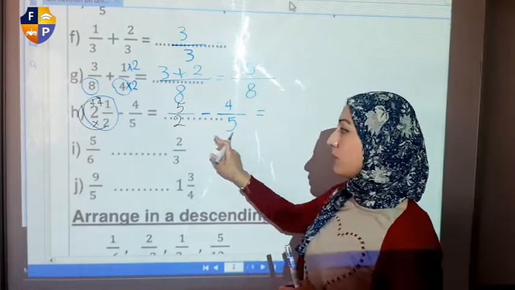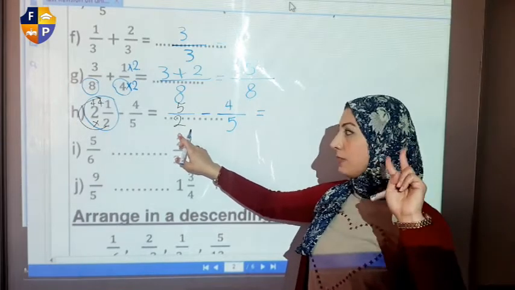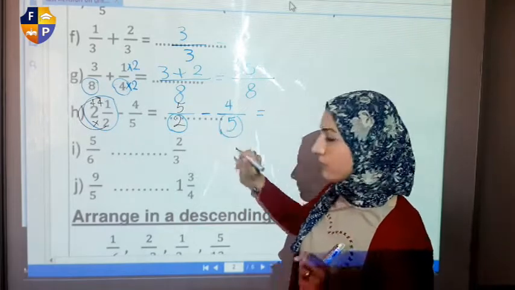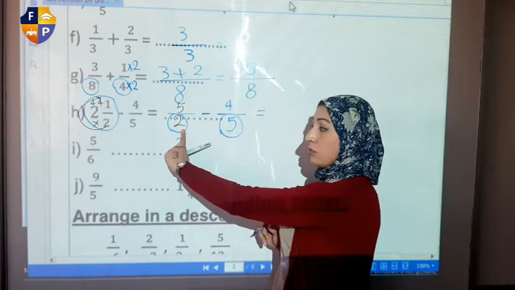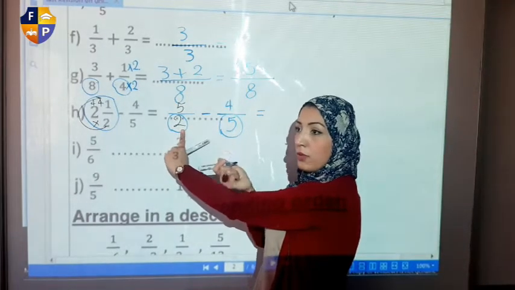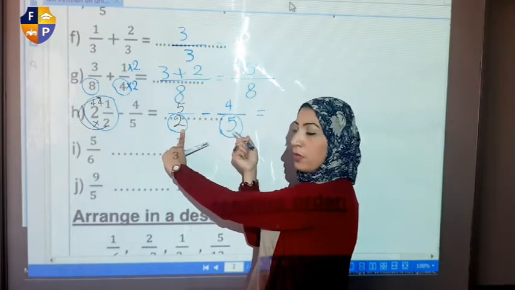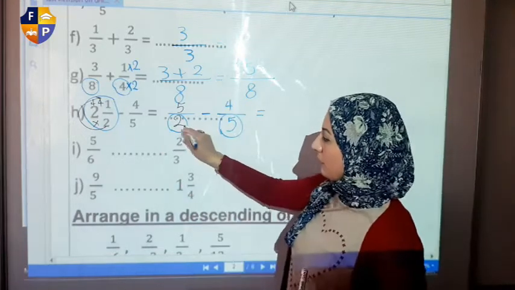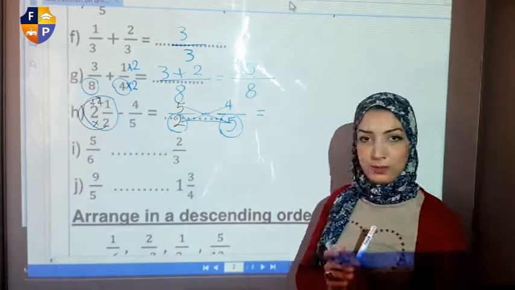Here we have different denominators also. So we will solve in two steps. Step number 1, circle the denominators. Step number 2, put your finger on the smallest number and ask yourself, 2 by what equals 5? Here we don't have any number which, multiplied by 2, gives the result 5. So these two numbers are unfriendly. So in this case, we will join all numbers with each other, like this.